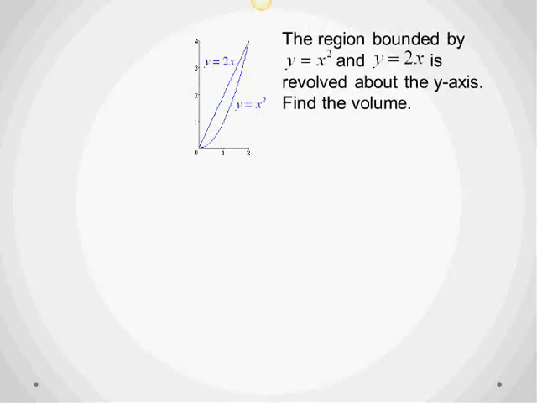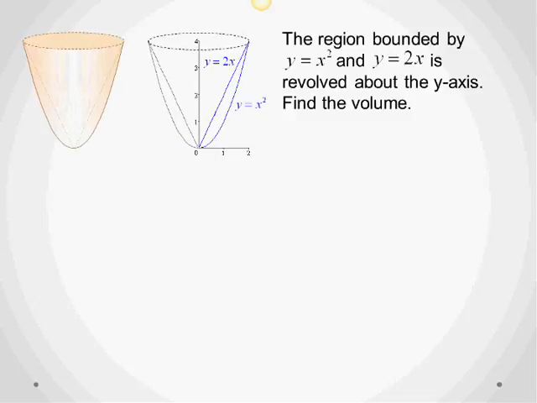The region bounded by y equals x squared and y equals 2x is revolved around the y-axis now. Find the volume. So we're going to rotate it, and you can see that it forms this cone with this V shape inside. Okay, and we need to figure out the volume of the actual shape, not how much it's going to hold, but actually what is the volume of the materials used to make that shape.